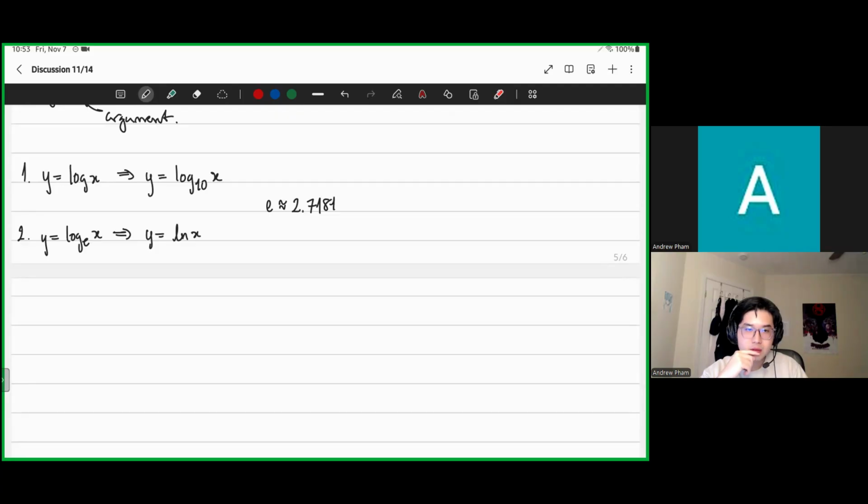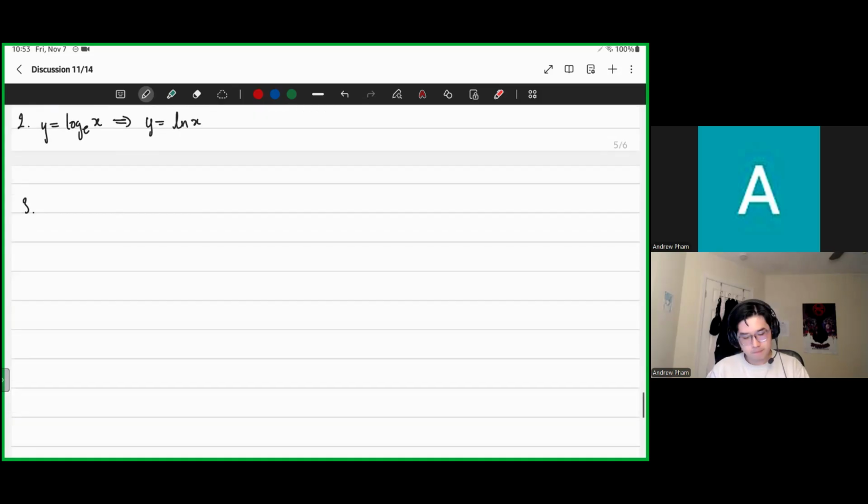Okay, so if I have y is equal to log x, I really mean y is equal to log base 10 of x. And if I have log base e of x, this is simply just y is equal to ln x, so the natural log of x.